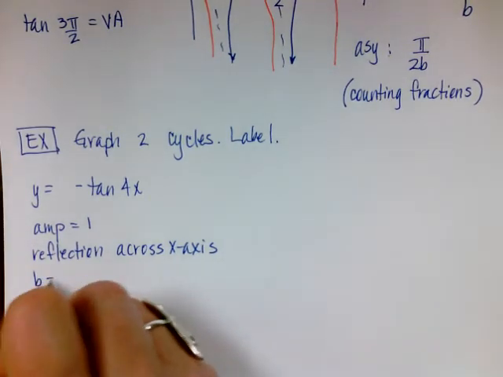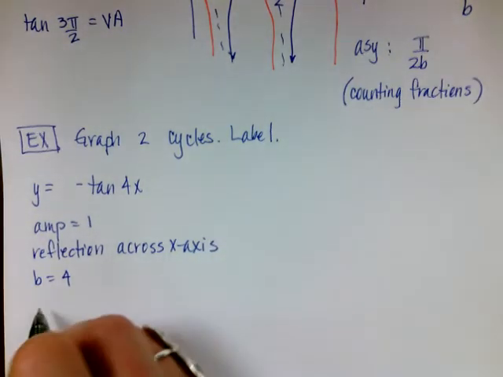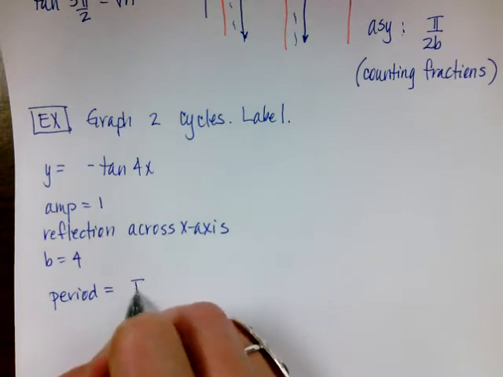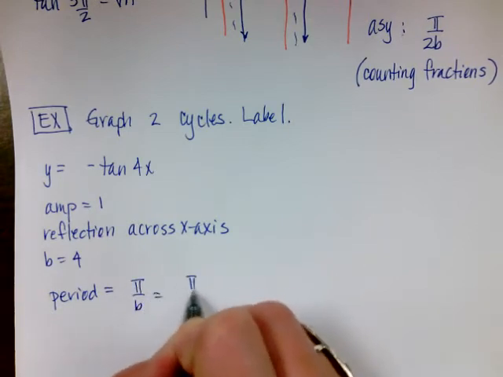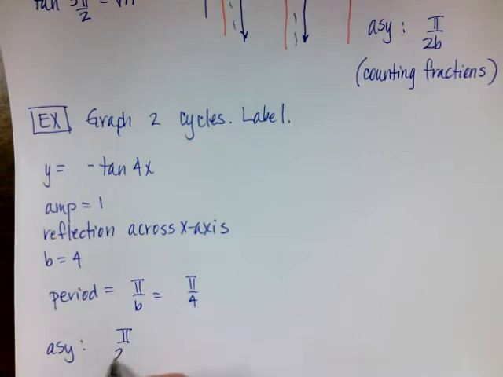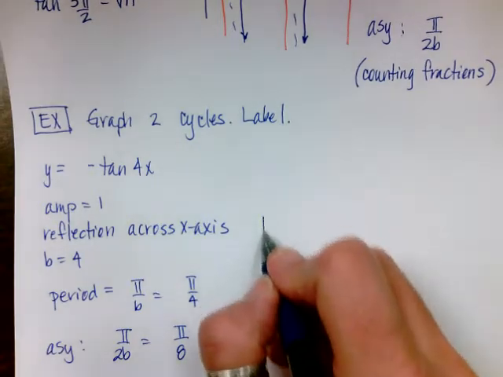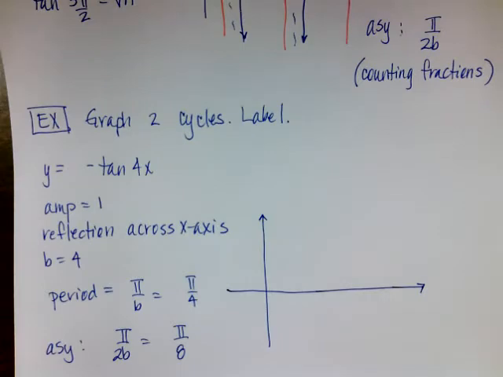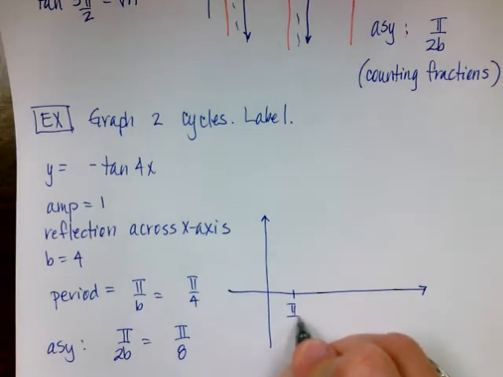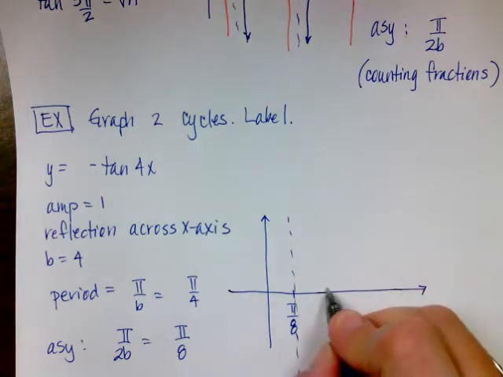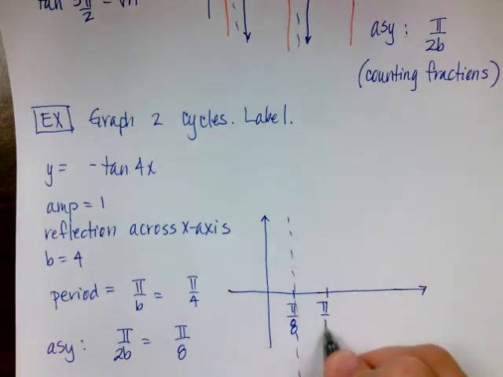Alright, my b is 4, therefore my period is going to equal pi over b, which is pi over 4. My asymptotes are going to occur at pi over 2b, so it's going to happen at pi over 8. So my pi over 8 is actually going to be my counting fraction. So I'm going to put pi over 8, and I'm going to add an asymptote, okay? And then my period is pi over 4.